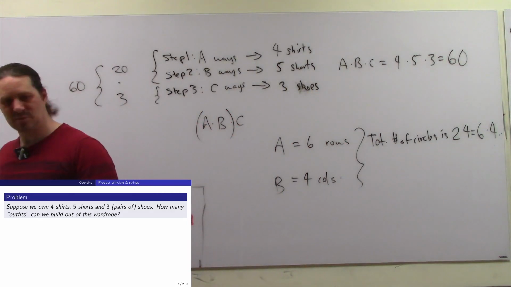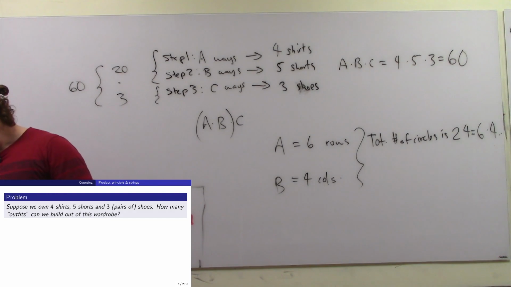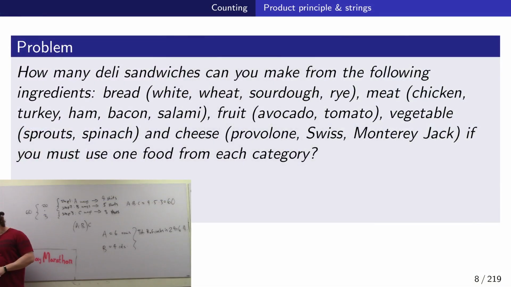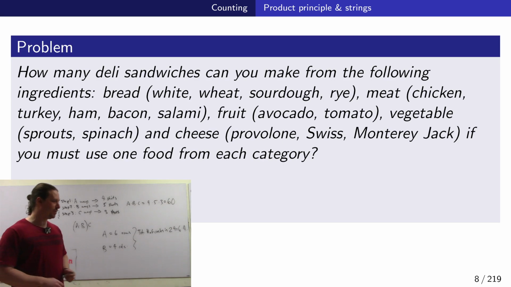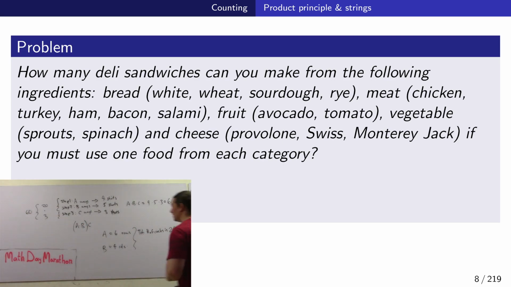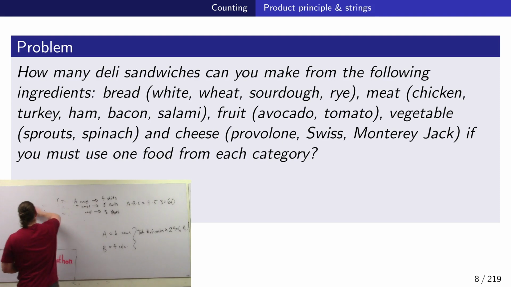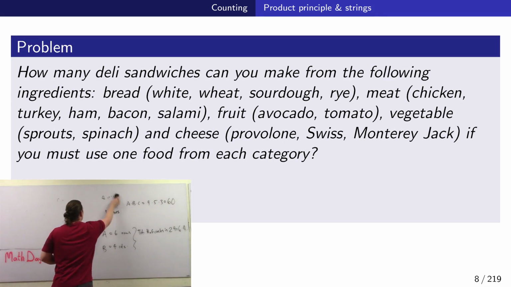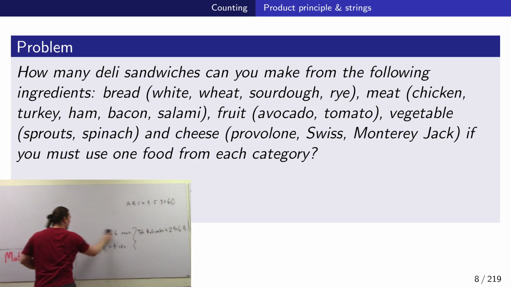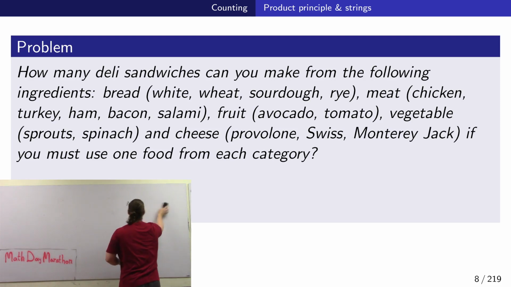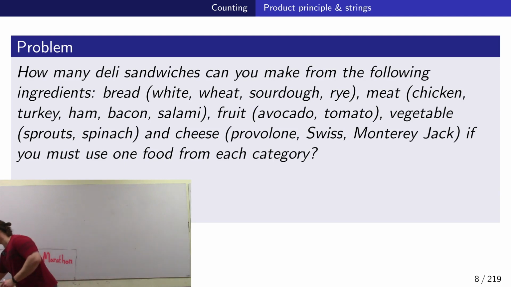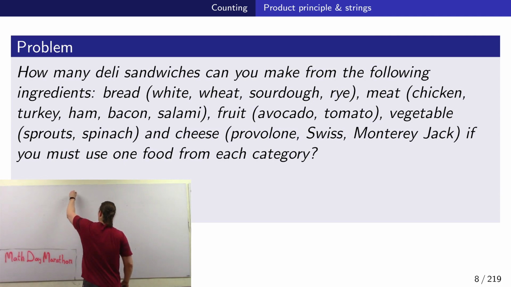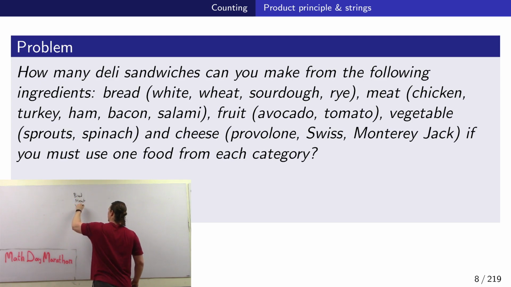All right, so that was pretty easy. Let's do one that's a little bit harder, or will be after a variation of it. And that's this here. So I would like to create sandwiches out of a certain number of food materials. Let me erase here. All right. So here, what do I have? I make a sandwich and I have bread, meat, vegetable, fruit, and cheese, right?